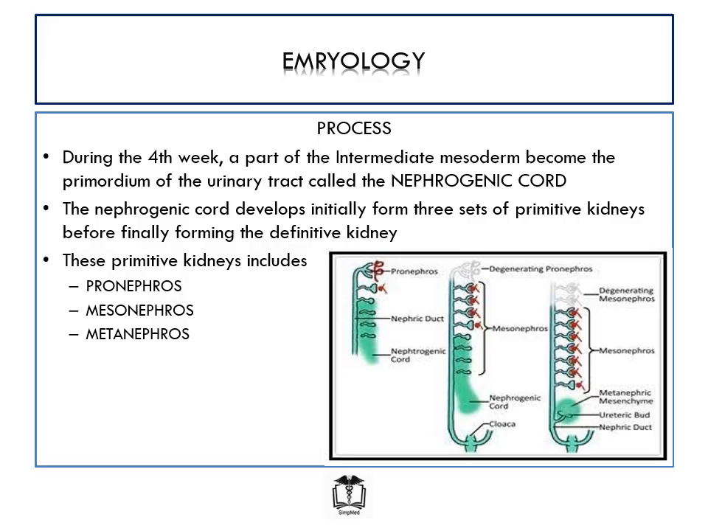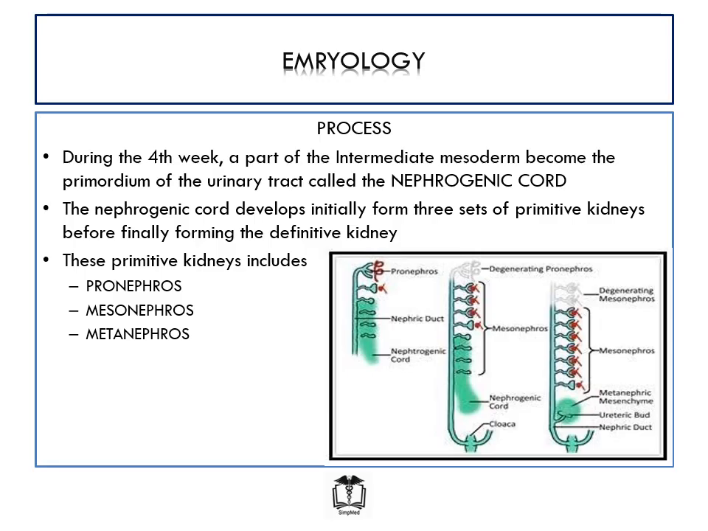Our major focus is on the intermediate mesoderm because this is where the kidneys and the ureter would be derived from. So at about the fourth week of development, the intermediate mesoderm becomes the primordium of the urinary tract by forming a very important cord-like structure called the nephrogenic cord. This cord tends to arise from the intermediate mesoderm and spans the entire length of the embryo. So it starts from the cervical region specifically all the way down to the sacral region.